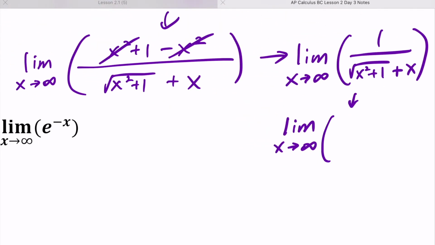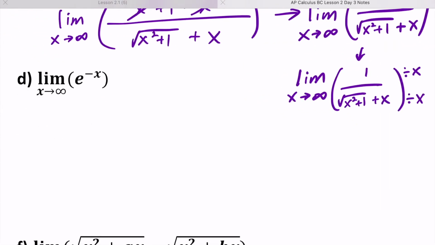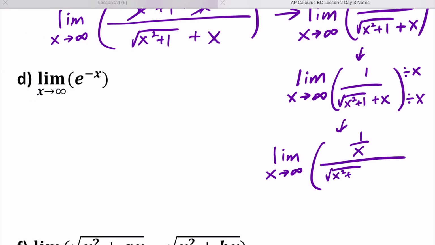I mean, you will rarely do this, but there's this technique that if you're dealing with the square root of x squared, or the square root of x squared plus anything on the denominator, you may divide both the numerator and the denominator by x. And in doing so, you have the limit of the 1 over x all over the square root of x squared plus 1 over x plus the x over x, which is 1.